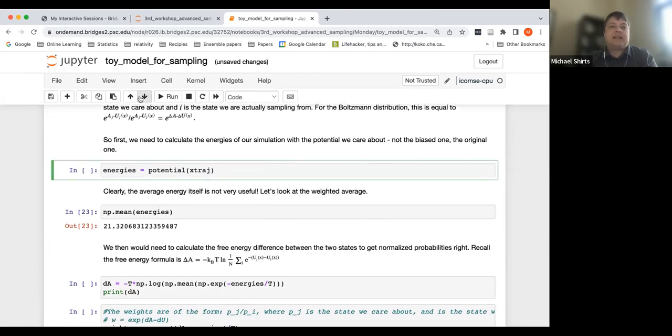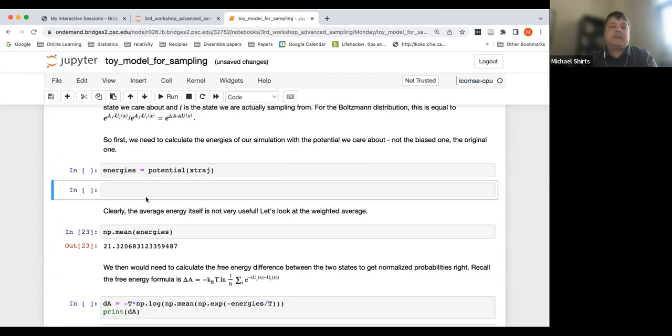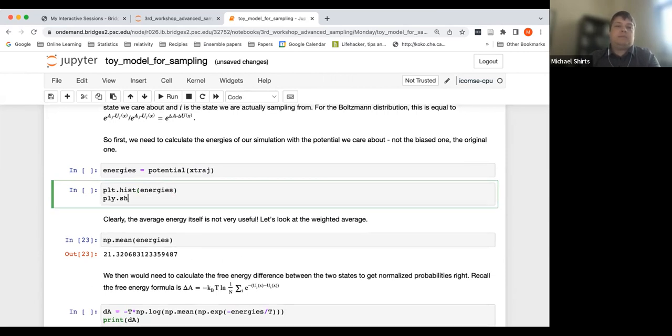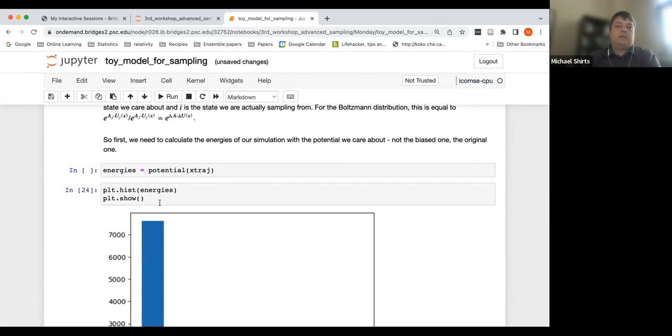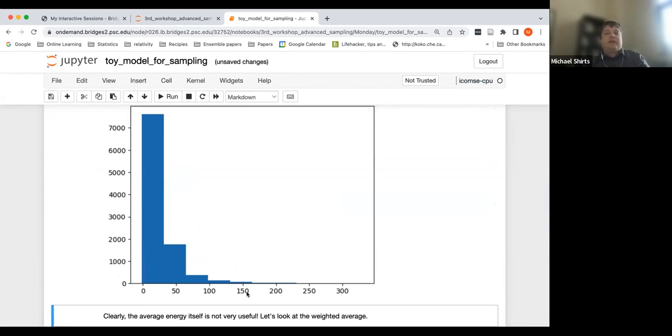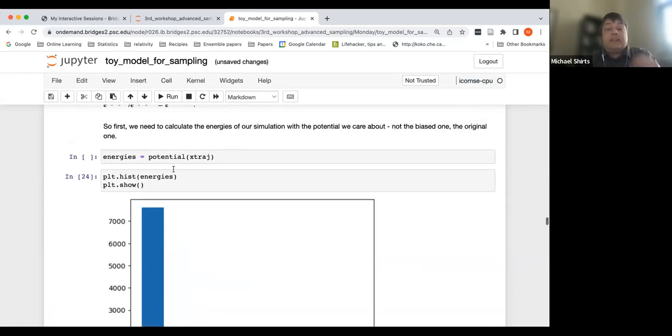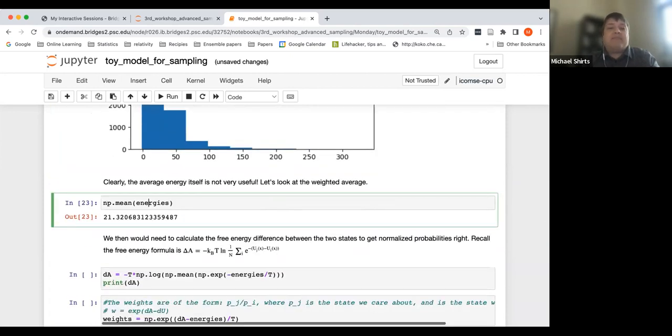Let's actually look at this. This has some really high energies. What we should be doing is seeing a lot of energy at temperature equals 5, we should be seeing a lot of energies around 1, 2, 0. And clearly these have bad average energies. The average is not useful.